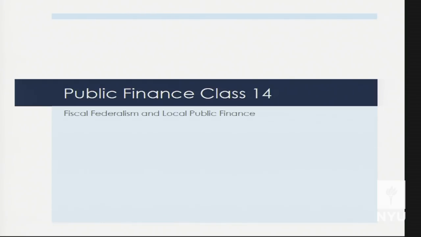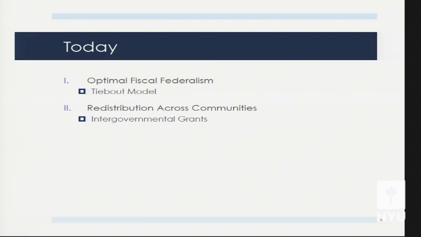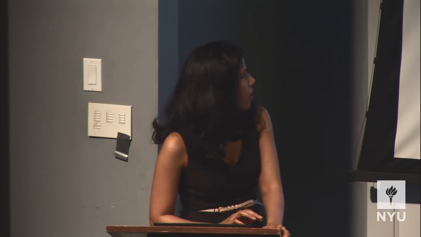When we think about what level of government should be providing a given good or service, there are trade-offs and considerations, and we'll talk about the advantages and disadvantages of different levels today. First we'll start off talking about optimal fiscal federalism, and we'll discuss the Tiebout model. Then we'll move on to discussing redistribution across communities, and in particular intergovernmental grants and the incentives different kinds of grants create in terms of spending on targeted programs.